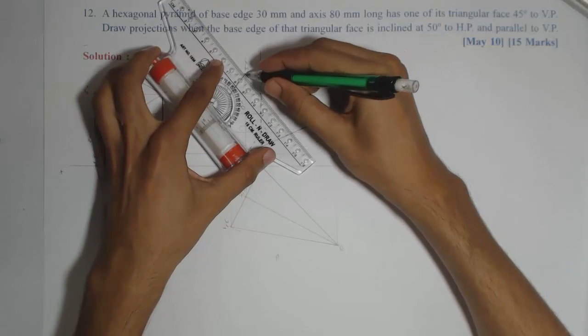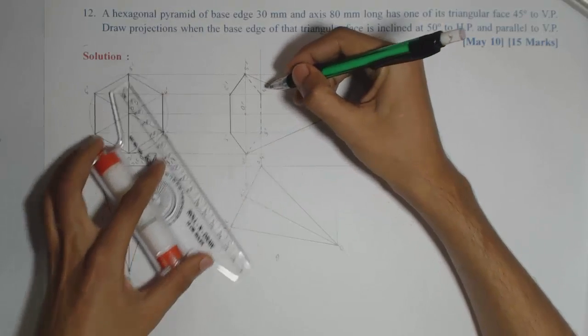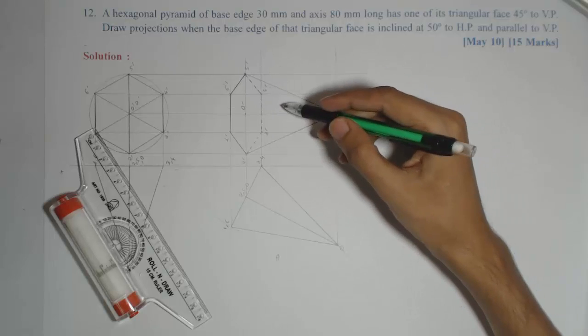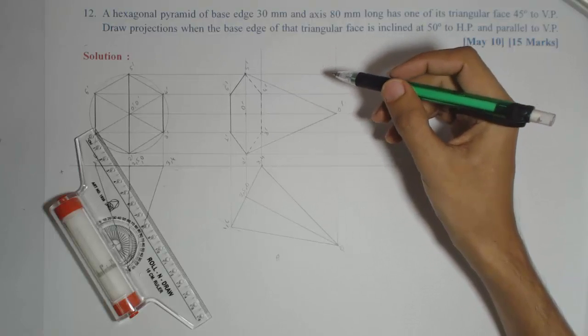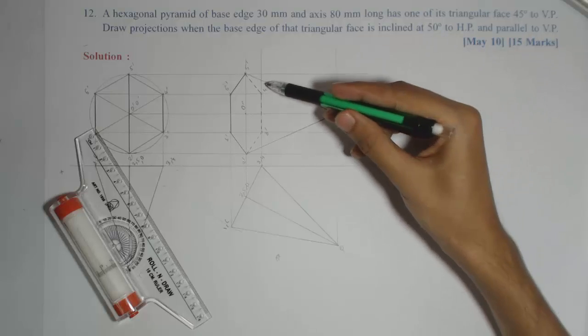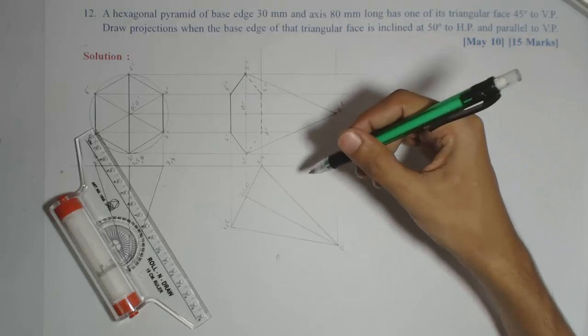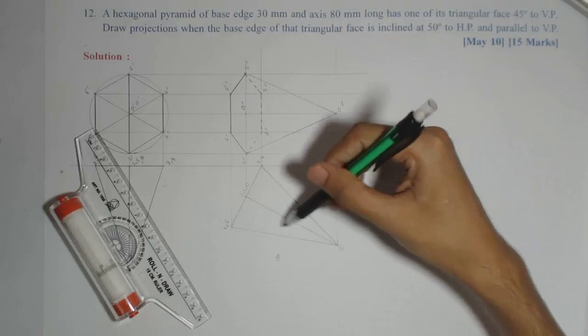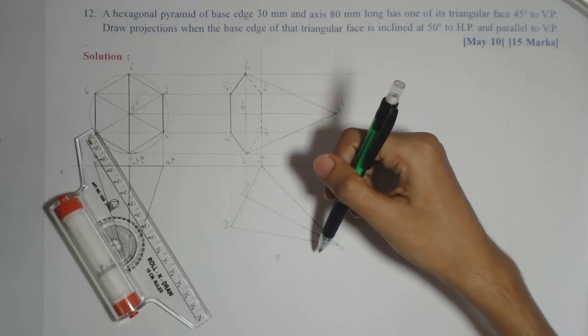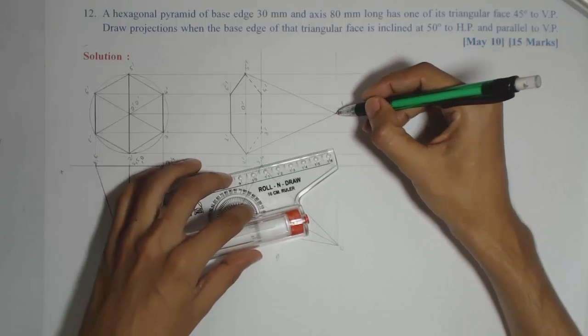So all the 3 remaining edges are hidden for the observer. Now after completing the base, we are left with 4 slant edges: 1 dash O dash, 3 dash O dash, 4 dash O dash, and 6 dash O dash. Out of that, 1 and 6 to O means 1 O and 6 O are nearer to the observer, so they should be dark.